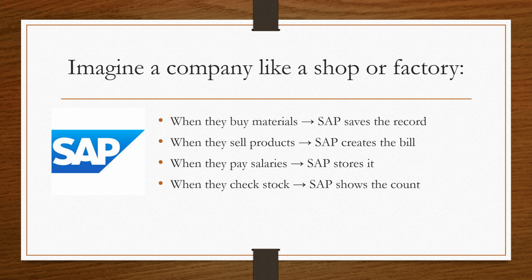Imagine a company like a shop or a factory. So suppose you have a shop. When you buy a material, SAP saves the whole record. For example, you are buying the material, so your name, your age, your time, your date, from whom you are buying, his name, his time, his date, what material you are buying, at what price, its unit of measurement, its time, its date. So these are the basic three things.